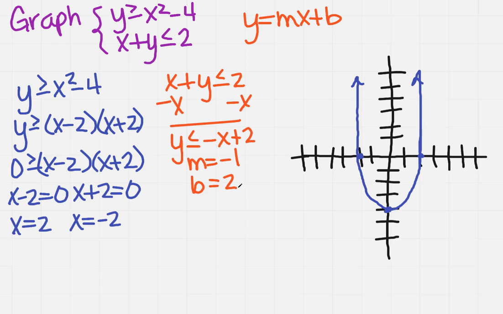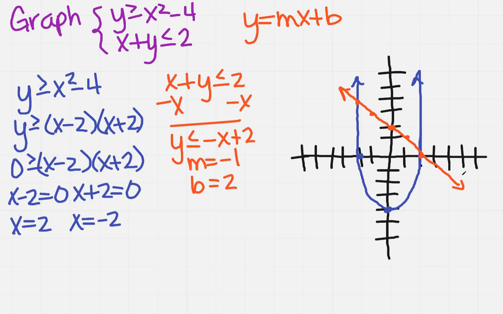So I'm going to go find 2. Here's my 2. Now minus 1, so I'm going to go down 1 to the right one, down 1 to the right one, so it intersects right there. The other thing is I can go up 1 and to the left one, up 1 and to the left one. Oh, look at that, it intersects there too. Now for this one, it also says equal to, so this is going to be a solid line. I'm going to try really hard to draw it. Not too bad.